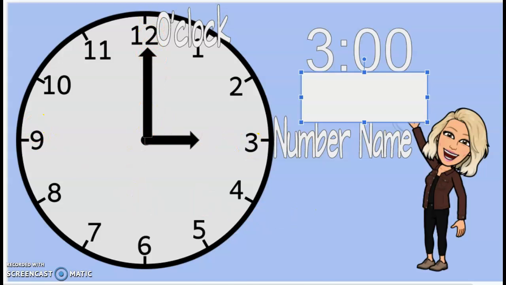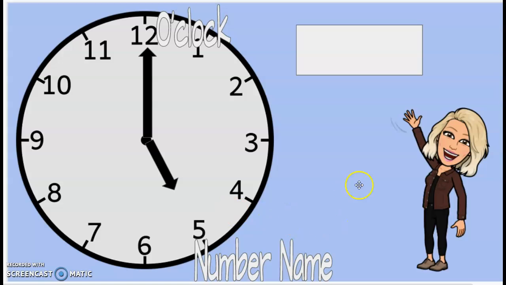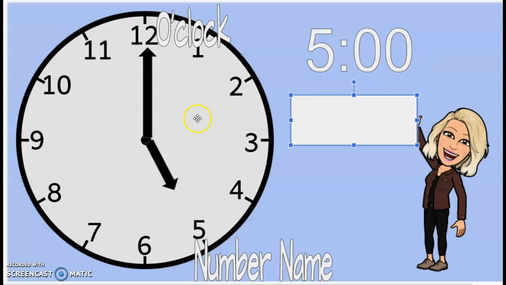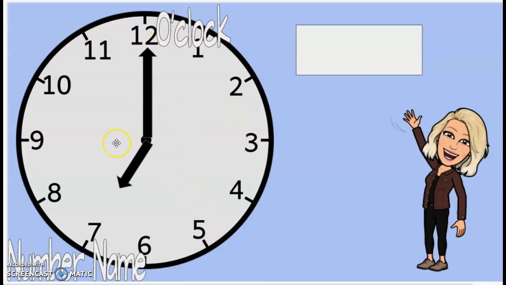Let's look at another one. So let's look right here. So now our hour hand is pointing at a different number, but look, our minute hand is still pointing at 12, so that means o'clock. All right, so let's find out which number. It is pointing at the number 5, so it's going to be 5 o'clock. So this is 5 o'clock. Good.